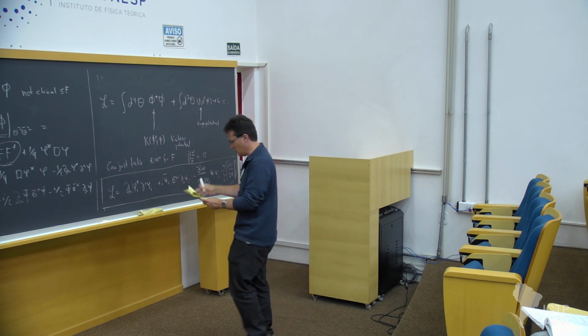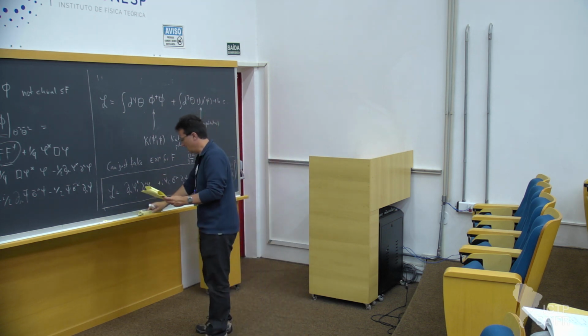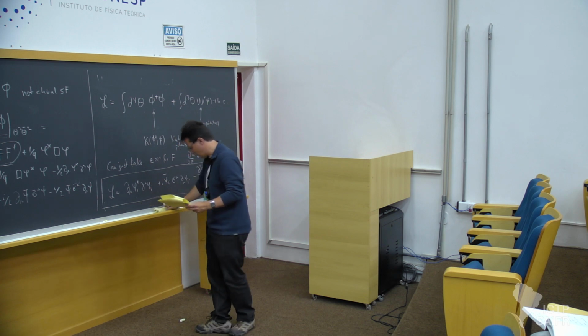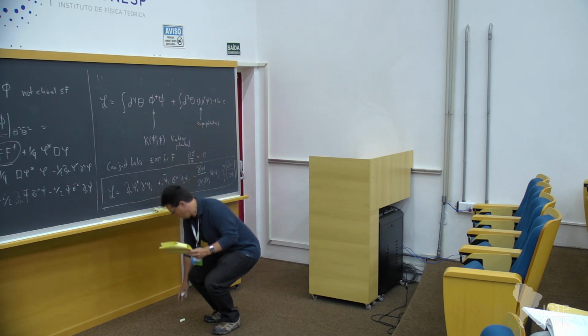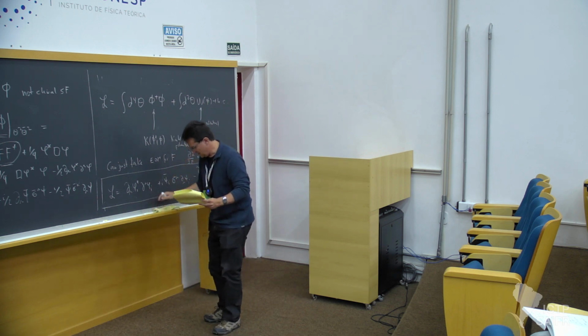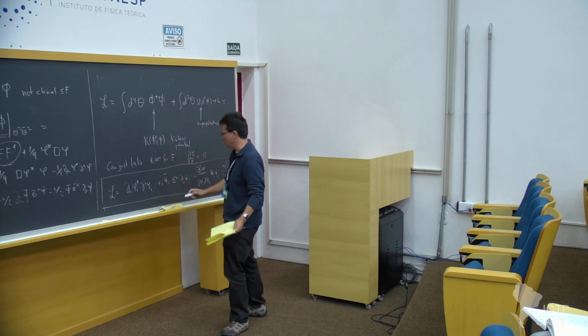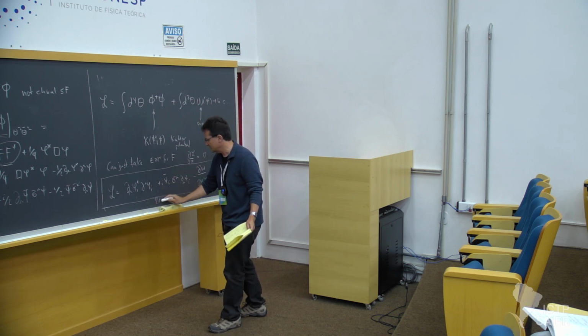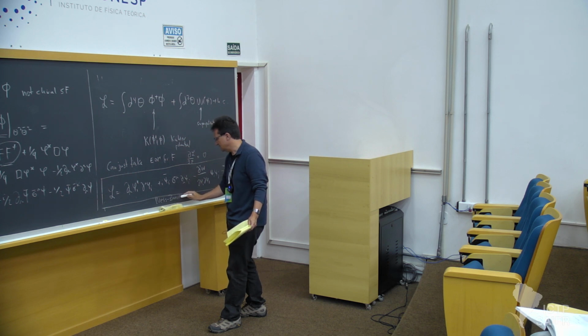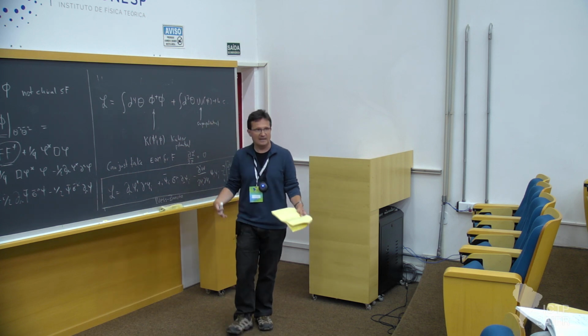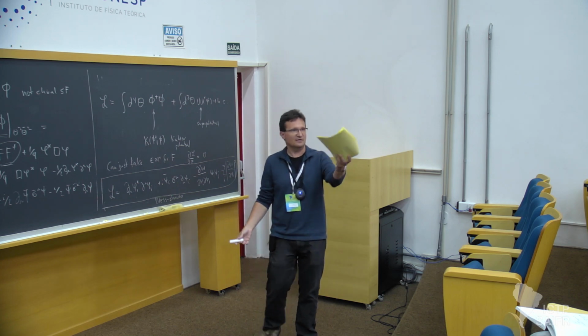Okay, so that's the story of how to write the Lagrangian just for the chiral superfield. This used to be called, and I guess it's still called, the Wess-Zumino model. This is the simplest version of an interacting supersymmetric field theory.